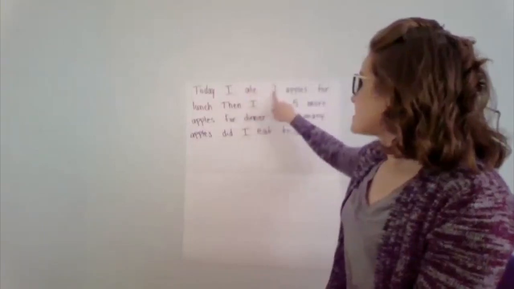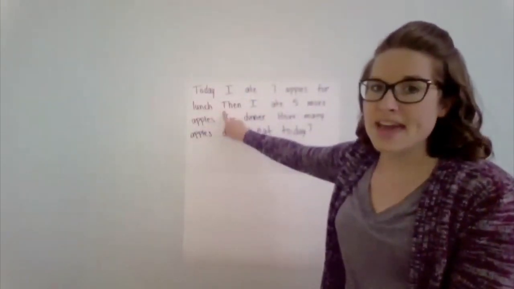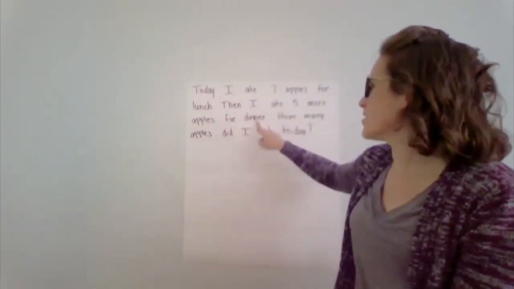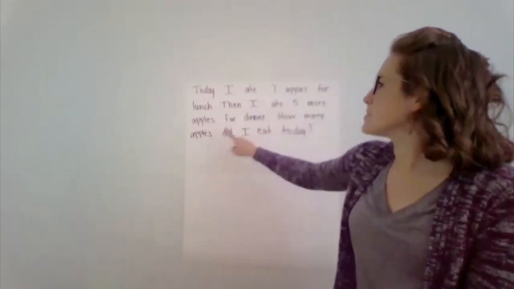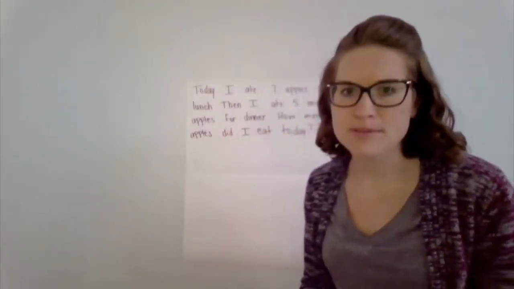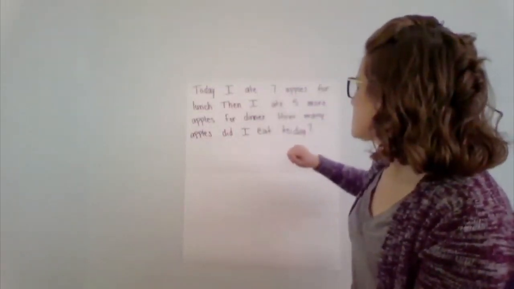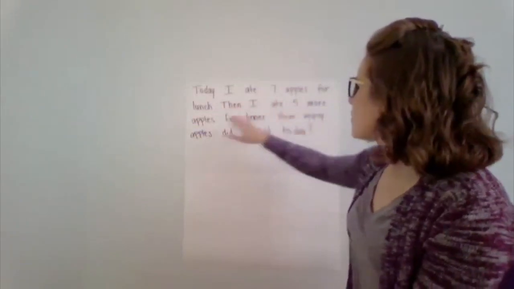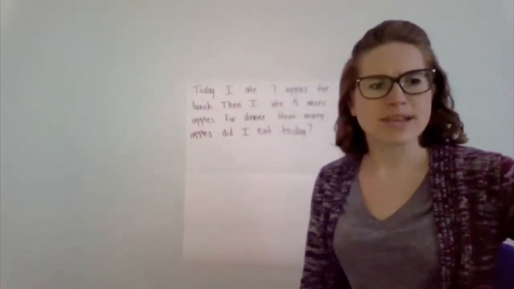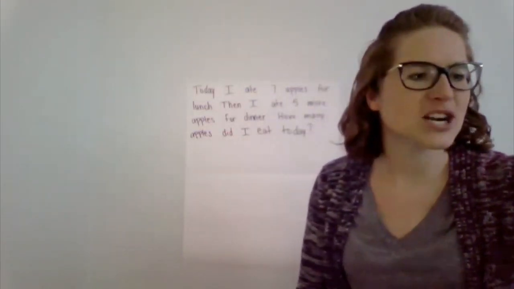Today, I ate 7 apples for lunch. Then I ate 5 more apples for dinner. How many apples did I eat today? I was very hungry for some apples. So let's see, I have 7 apples for lunch, 5 more apples for dinner. I read the problem. What could I do next? You're right, I could draw a picture.